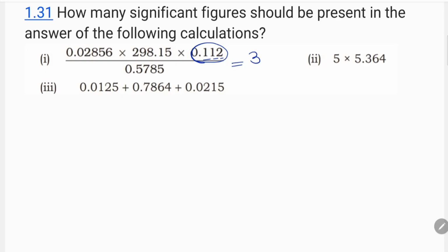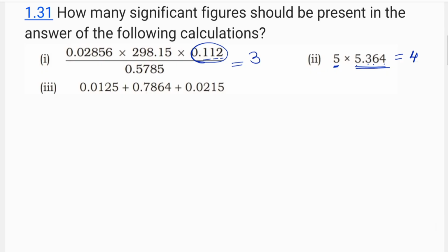Now if we go to the second question, the least precise digit is 5, but we can leave the 5 because it is an exact number. So we are going to take the number with the decimal, which is the other one, and it has 1 2 3 4 significant figures. So whenever we calculate it, it is going to have 4 significant figures.